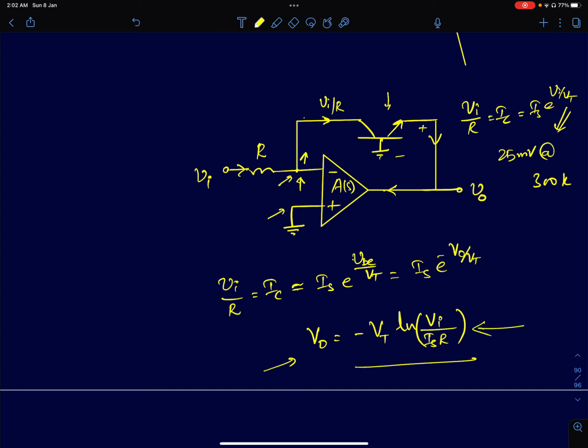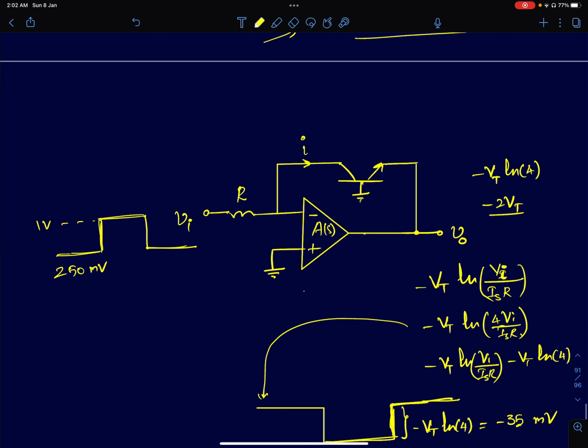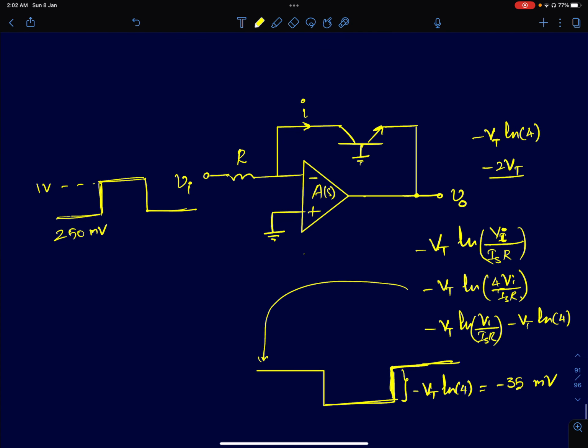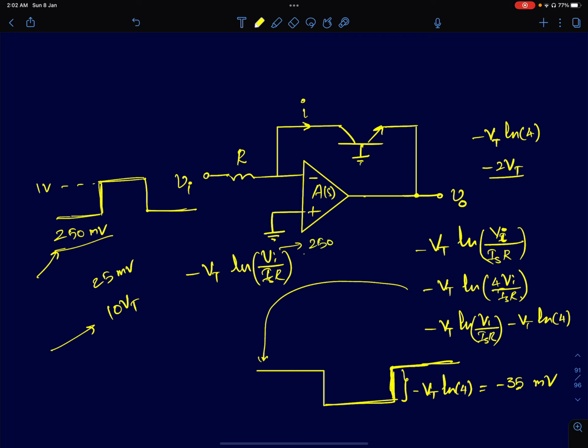And now we will just analyze what happens when I feed a step input. So I'm going to feed a 250 millivolts input first. So this is like 10 times Vt. If Vt is 25 millivolts, 250 millivolts is almost like 10 times Vt. That's the input I'm feeding. So if I feed 250 millivolts, let's call that voltage minus Vt ln of Vi upon Is into R. So Vi corresponds to 250 millivolts.